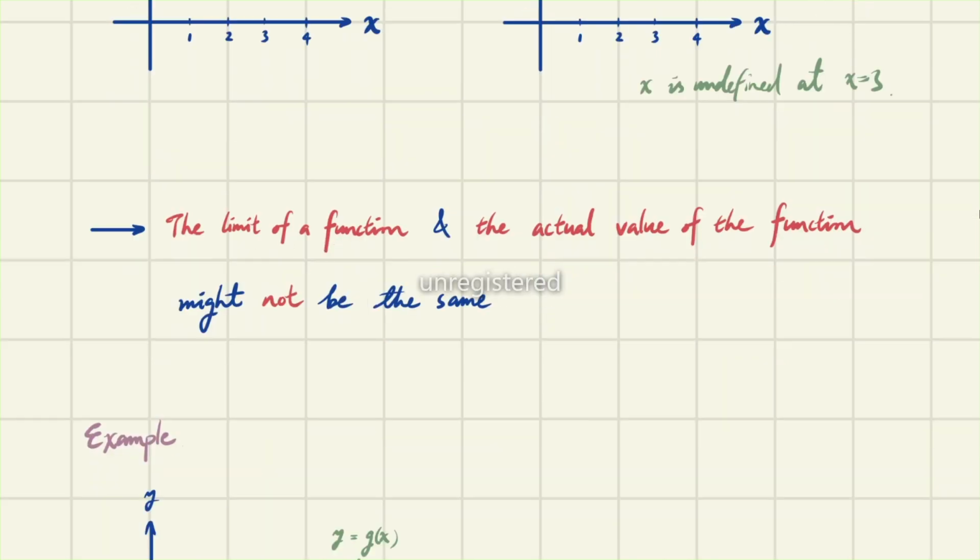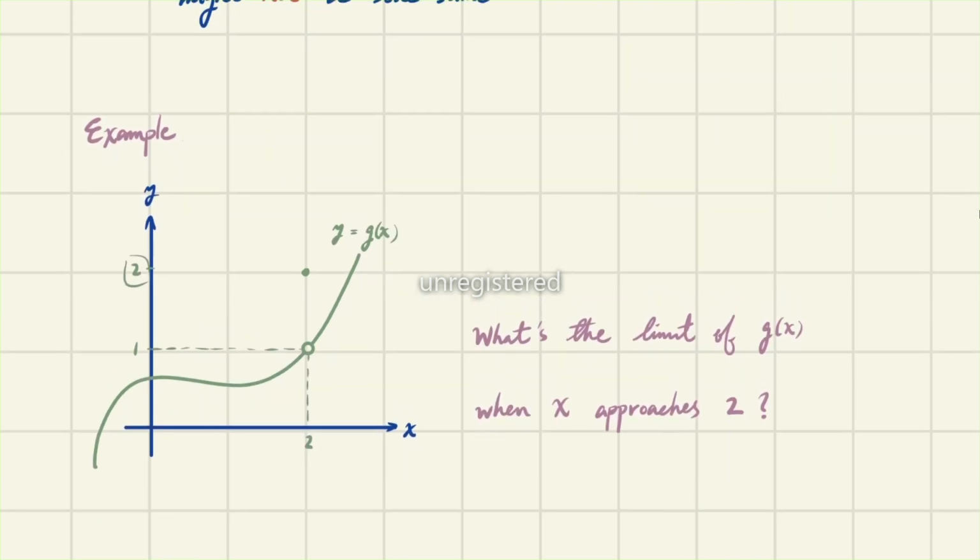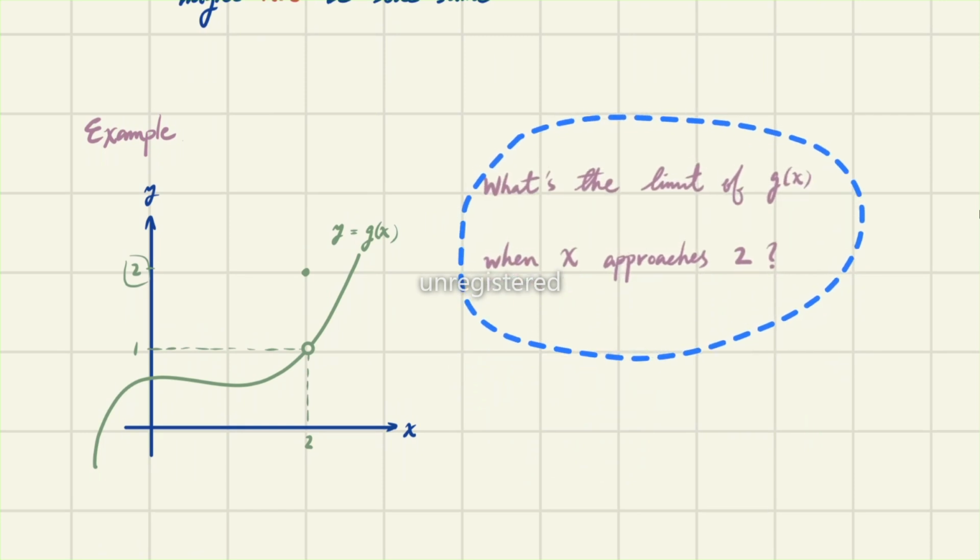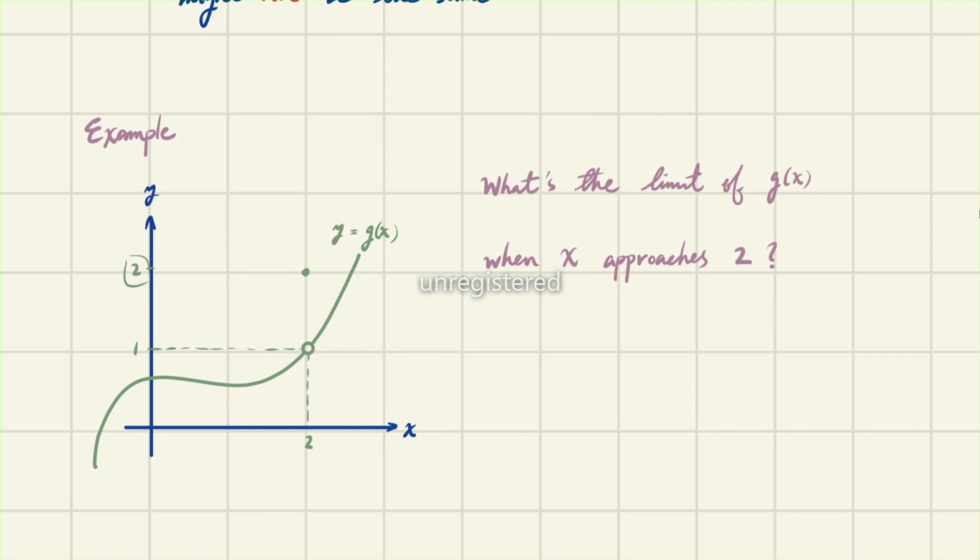Okay, so for another example, what is the limit of g of x when x approaches 2? So g of x is the function that I've drawn here. As x approaches 2, we can just see intuitively, right? As it approaches, it reaches a value of 1. But the actual value of the function g of x is 2. So g of 2, as defined on the graph, equals 2.